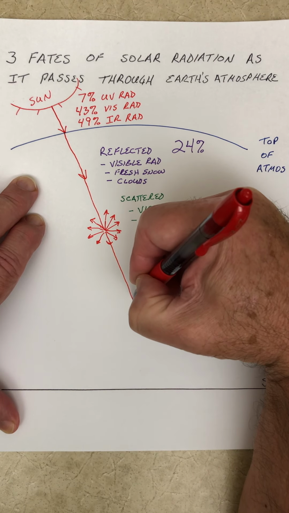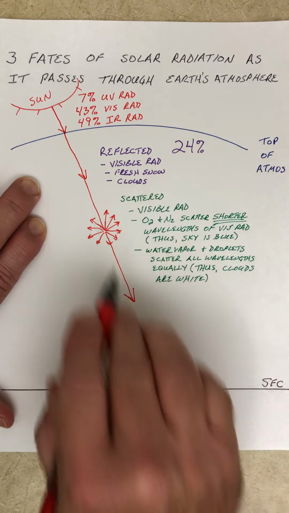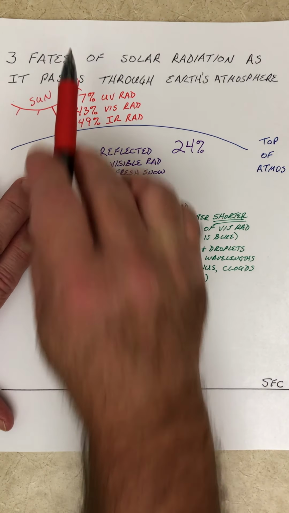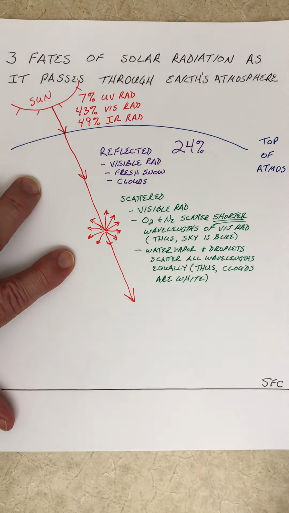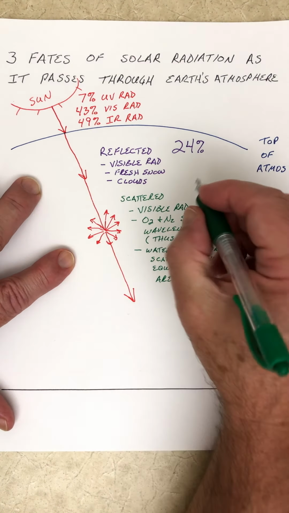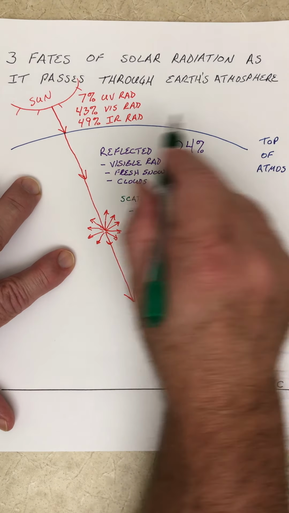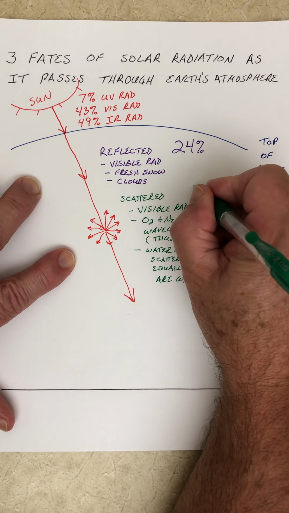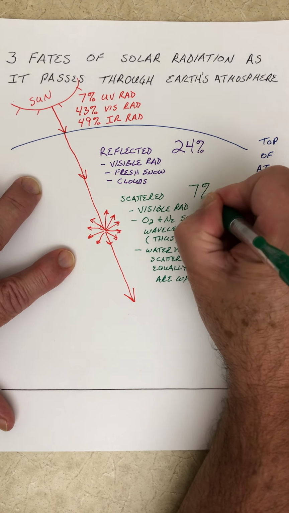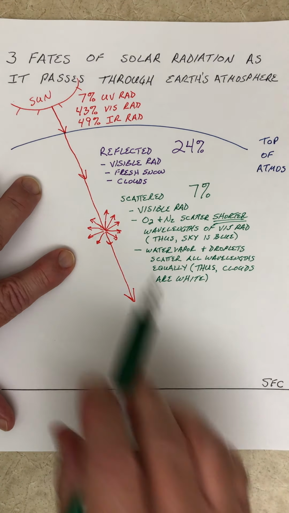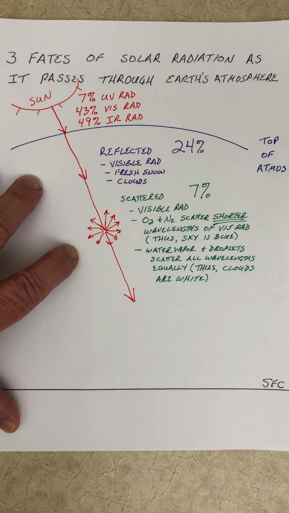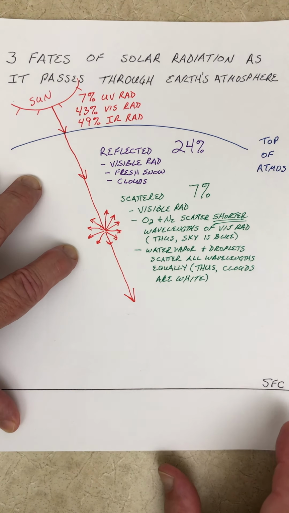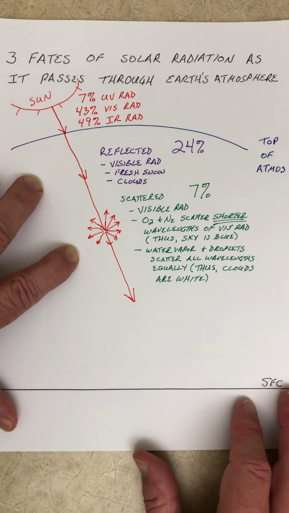Another thing that can happen to solar radiation as it passes through the atmosphere, so this is the third one, is that solar radiation can be absorbed. Oh, I'm sorry, I forgot one thing with scattering. How much of the incoming solar radiation is scattered? About 7%. And when you put reflection and scattering together, that's 31%. It's almost a third of the incoming solar radiation that is either reflected or scattered.